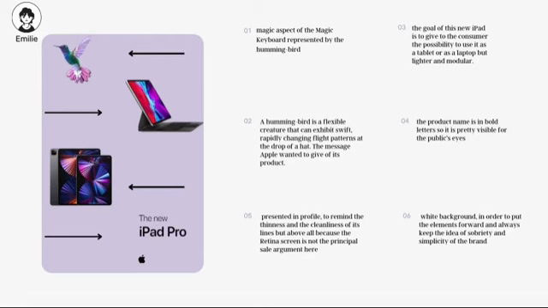The product is presented in profile to remind the thinness and the cleanliness of its lines, but above all, because the Retina screen is not the principal sale argument here. The profile position of the product associated with its Magic Keyboard is the best way to represent the strength, the ergonomy, and so the sale arguments of the two products.